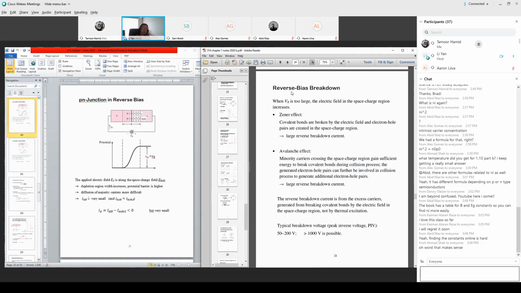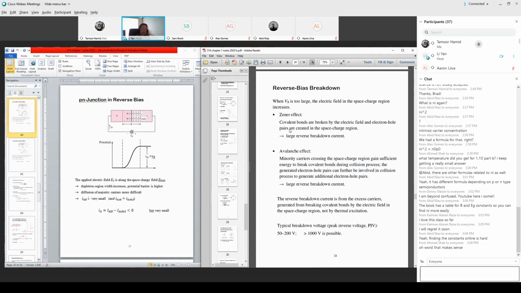There's another phenomenon that can occur called reverse breakdown. What that is: when the reverse bias voltage becomes very large, V_R is very large, there are consequences. First of all, the electric field in the space charge region gets hugely increased. Once it does, two effects occur. First, we call it the Zener effect. So what's the Zener effect?